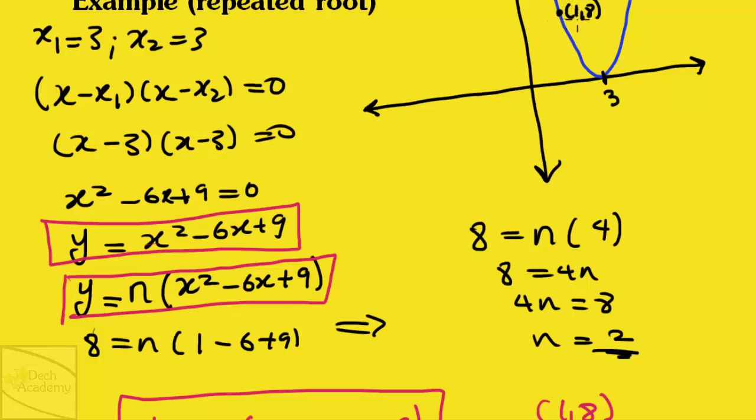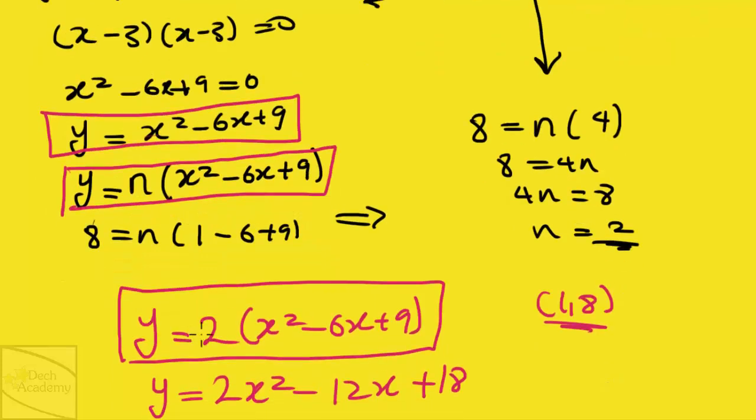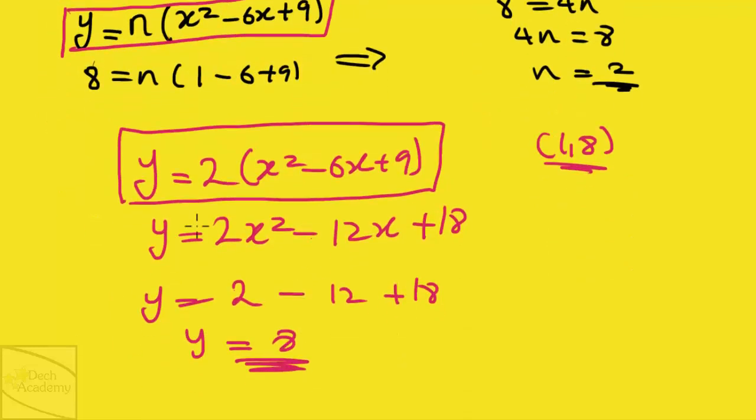So you replace x with the x coordinate of that point. In this case, replace x with 1 and replace y with 8. And that gave us a value of n. And therefore, we had the equation required, y equals 2 times x squared minus 6x plus 9. And that's our answer.